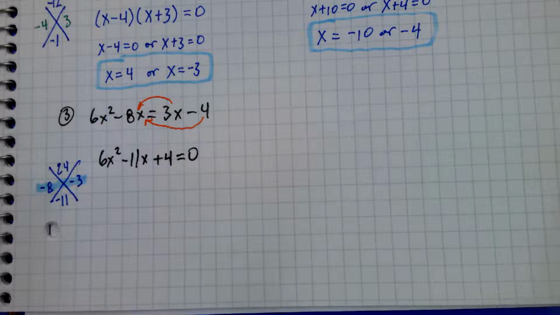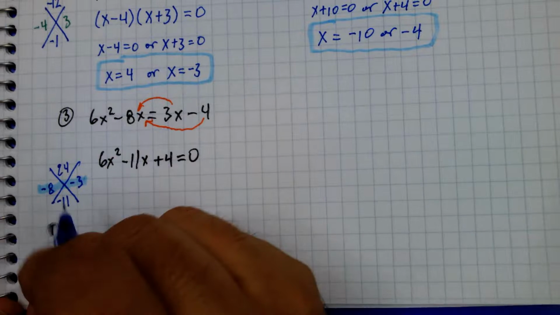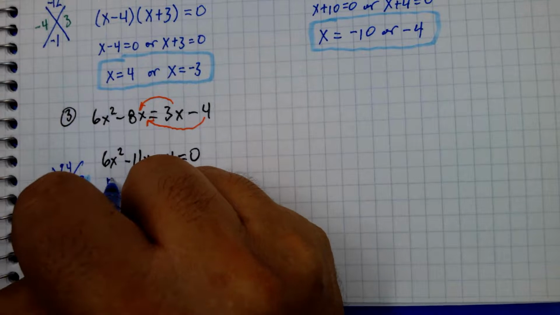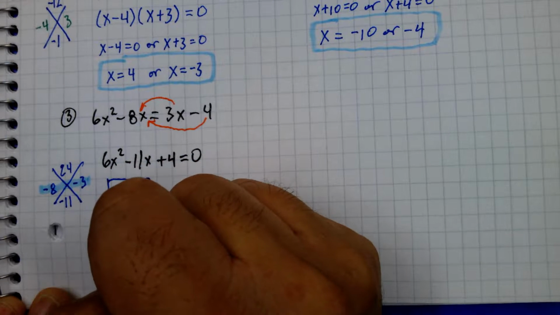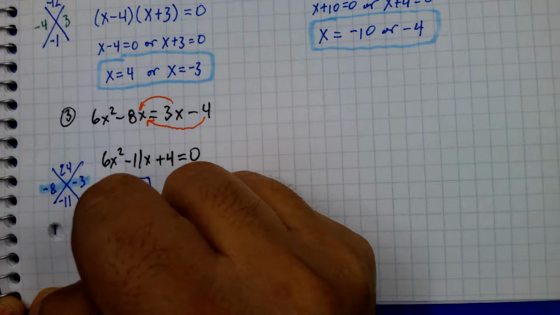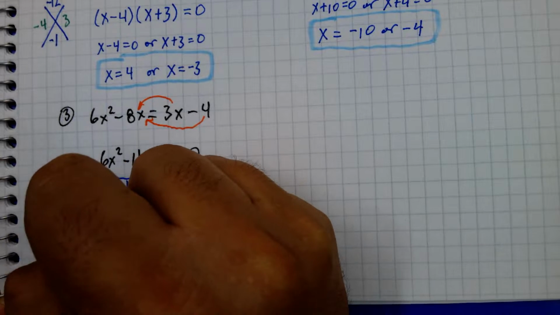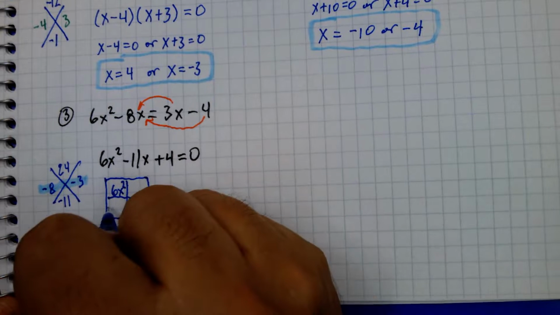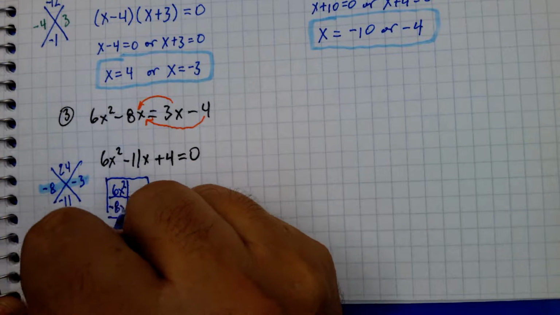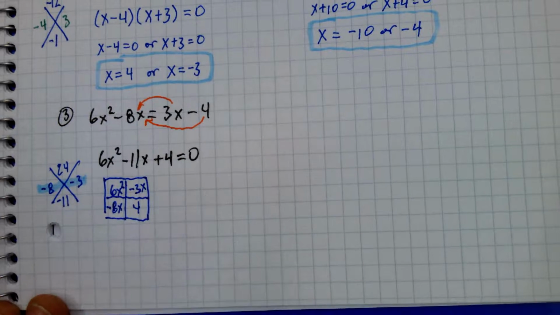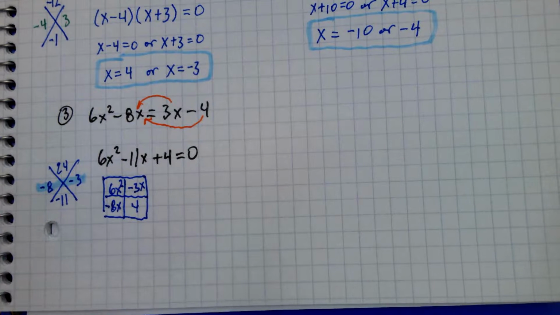set up to factor this? You got to use a box method, guys. The box rears its ugly head. 6x squared here, 4 here. We can put -8x here, -3x there. You got to do this.